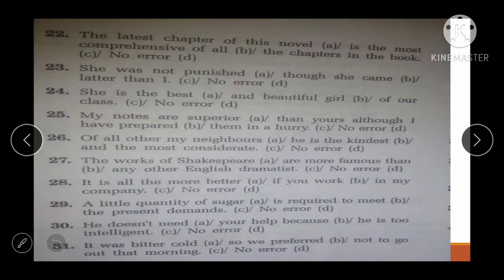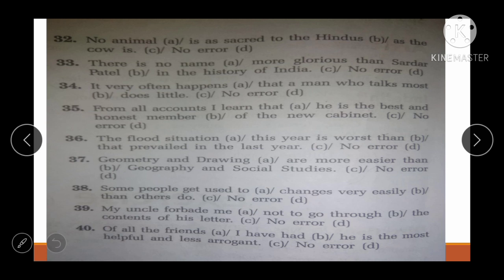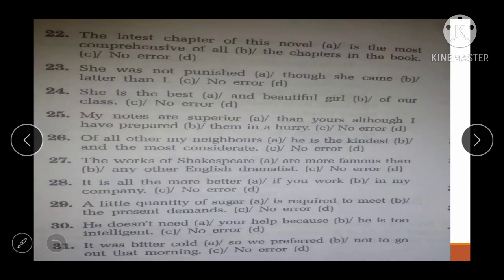So these are a few questions for you. Now let's solve them in one go. The latest chapter of this novel is the most comprehensive of all. The chapter in the book, no error. See friend, here the error will be in the first part, so the error would be in A.